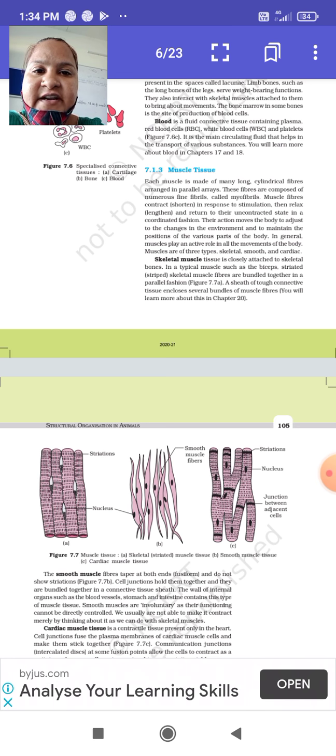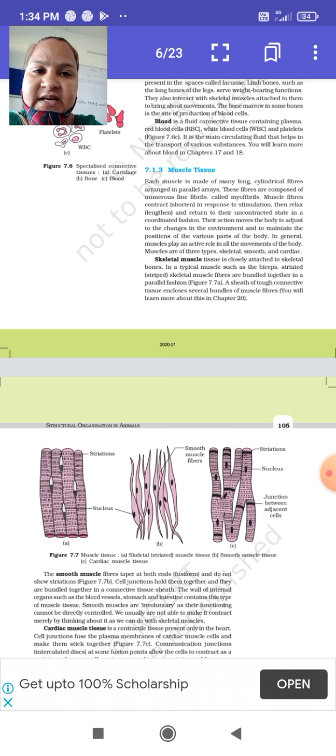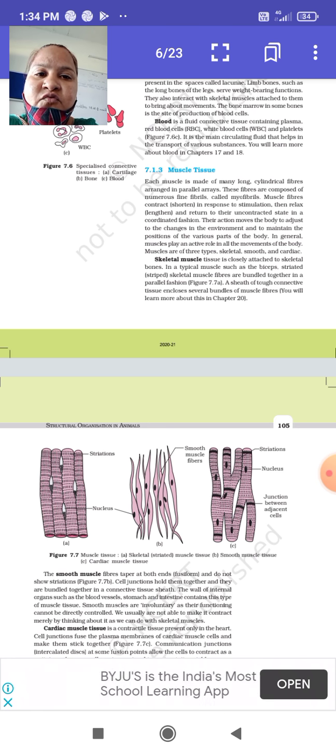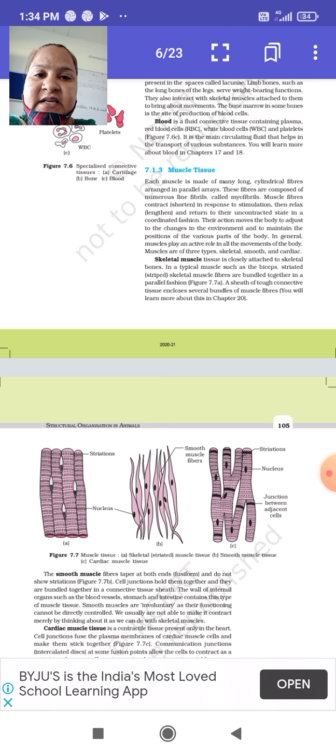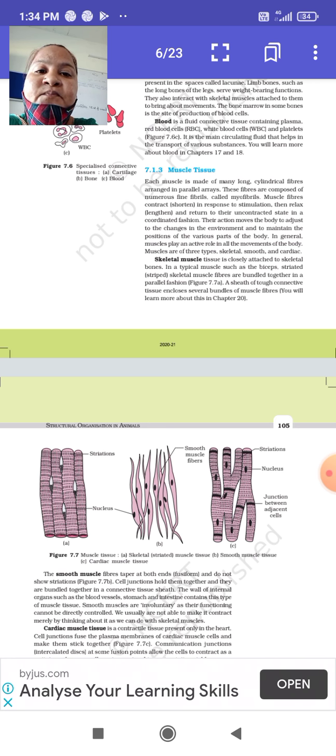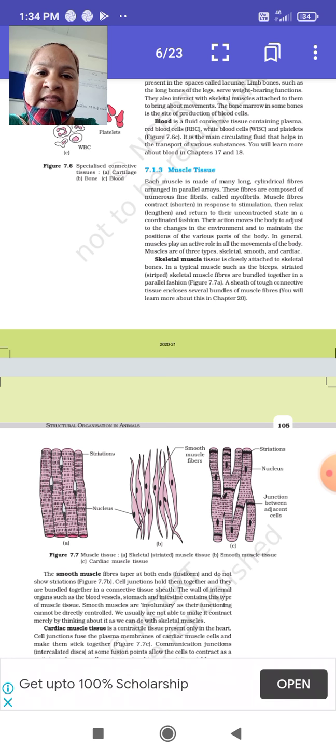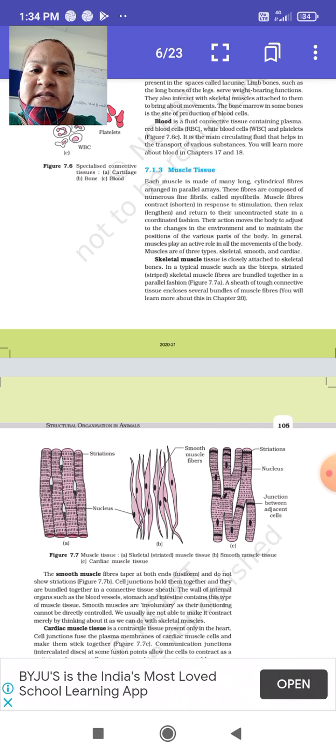ये देखो आपने, लाइंस दिख रही हैं इसके बीच में, ये मायोफाइब्रिल्स हैं. मसल फाइबर्स कॉन्ट्रैक्ट करती हैं जब कोई स्टिमुलस जाता है, और रिलैक्स करती हैं अगर वो स्टिमुलस हट जाता है, जब वो अनकॉन्ट्रैक्टेड हो जाती हैं. The action moves the body to adjust to the change in the environment and to maintain position of the various parts of the body. और ये जो मसल्स टिश्यू है बेसिकली हेल्प इन मूवमेंट and maintain the position of various parts of the body. Muscles play an active role in movement of bodies. अब बेसिकली जो मसल्स की 3 टाइप्स हैं हम नेक्स्ट लेक्चर में देखेंगे.